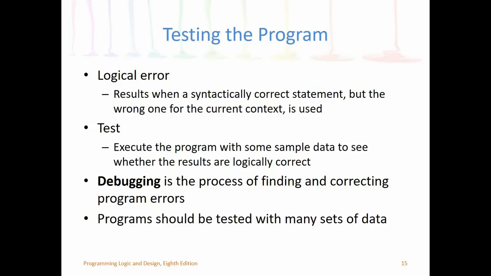Testing the program. Logical errors result when a syntactically correct statement is used, but it is the wrong one for the current context. So we have errors that do not stop the program, however the result is incorrect. So we need to ensure the program is right. We test it to make sure the program produces the correct results, by executing the program with some simple sample data to see whether the results are logically correct.